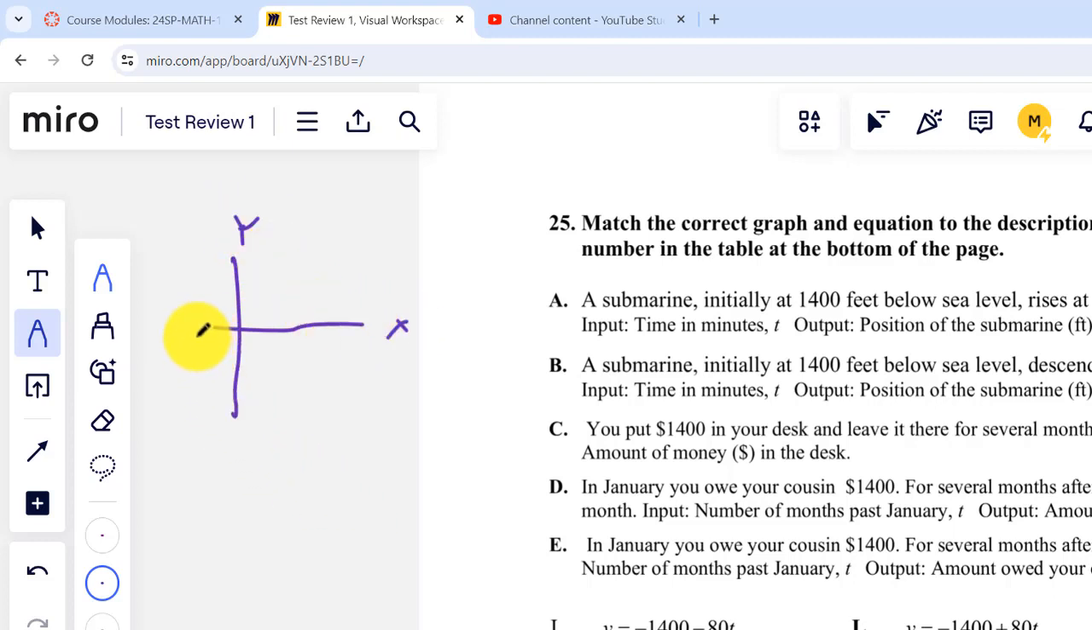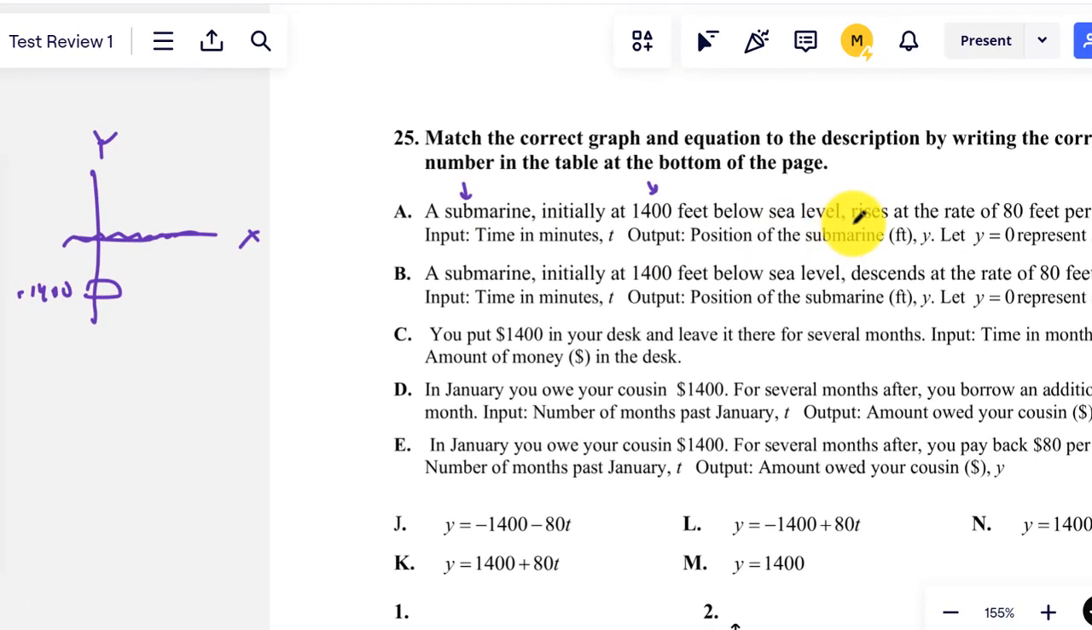Think of this as sea level at 0. If I have a submarine, it can't be up here, because I'd be above the water. So you know the submarine has to be somewhere down here below the surface. Initially it's 1,400 feet below sea level, so this would be like minus 1,400. And then it rises, so the submarine is going to go up.